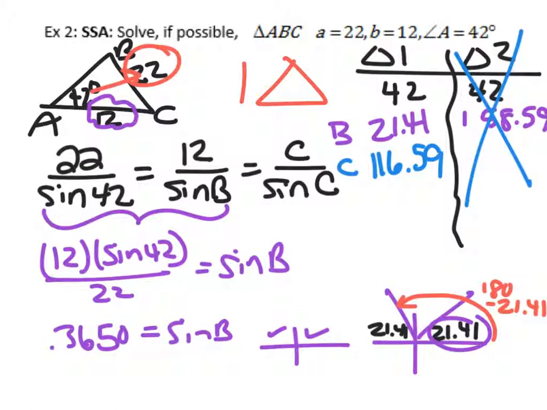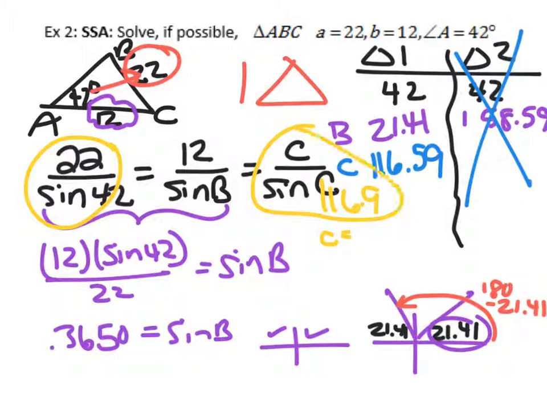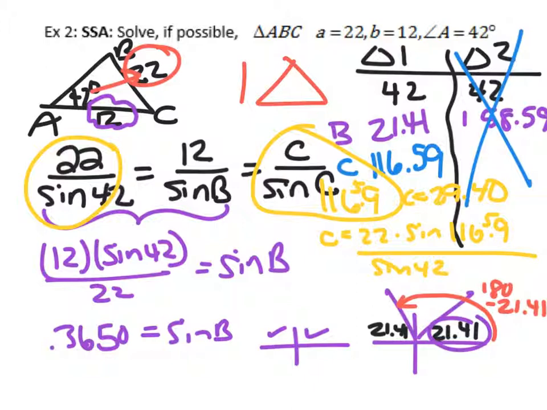So then if I set up my law of sines, this is 116.59. Use the original in this one. My c is going to equal 22 times sine of 116.59 divided by sine of 42. I got that by cross multiplying. Pretend that you don't have this one here in the middle. 22 times sine of 116.59 divided by sine of 42. And you'll get that your little c equals 29.40. Sorry I crammed this all in one screen.